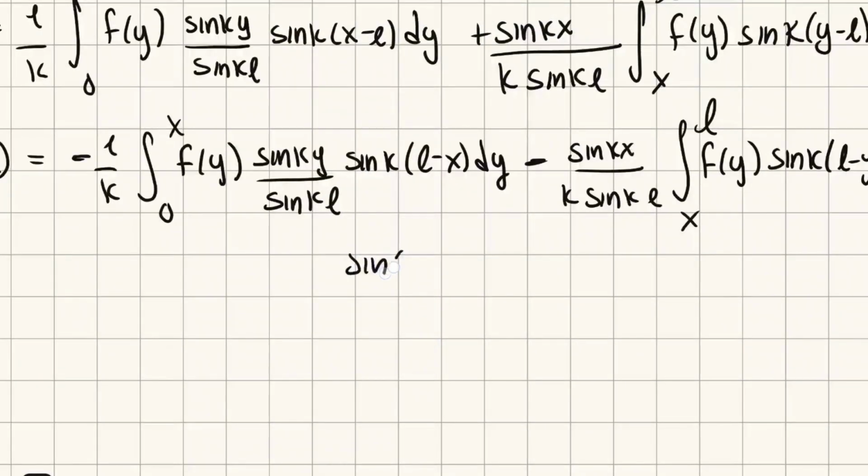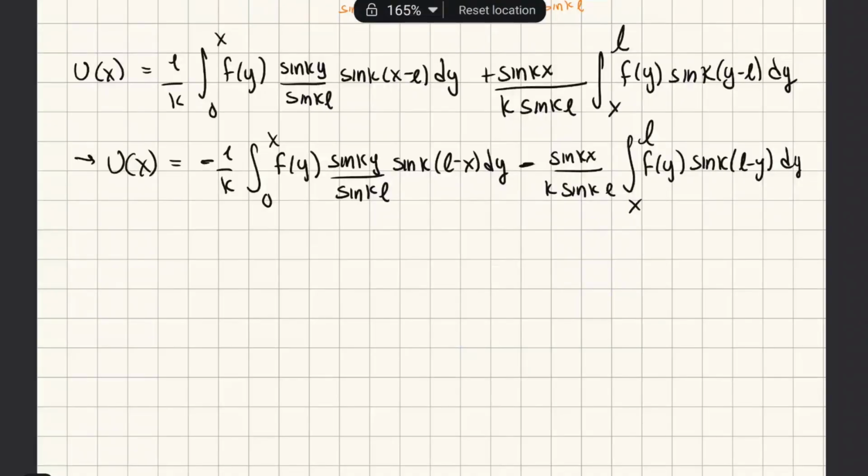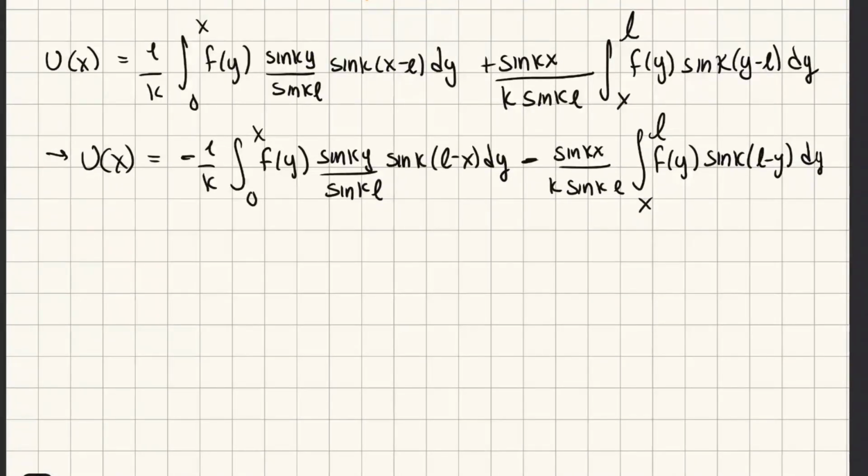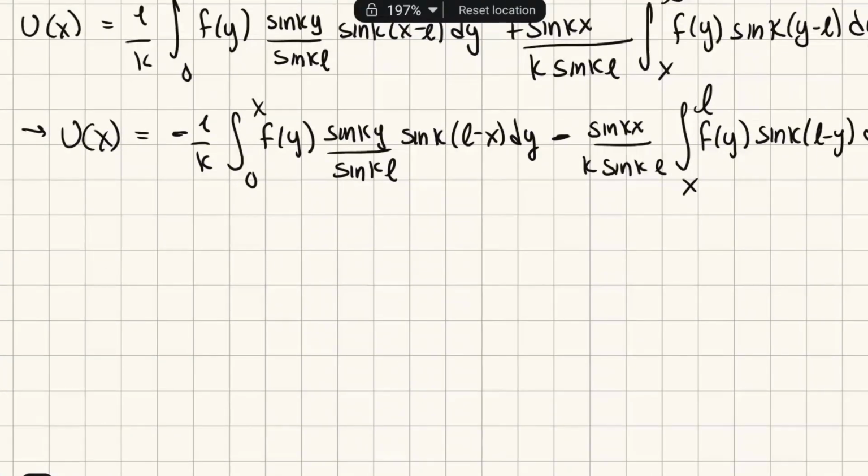Recall that sine of minus x is equal to minus sine x because the sine is an odd function, right? Okay. And what we can notice here is that, again, we have an integral from 0 to x and then an integral from x to l. So we would like to have a function that will allow us to write the function u of x in terms of just one integral. So we can propose that function to be maybe something like this.